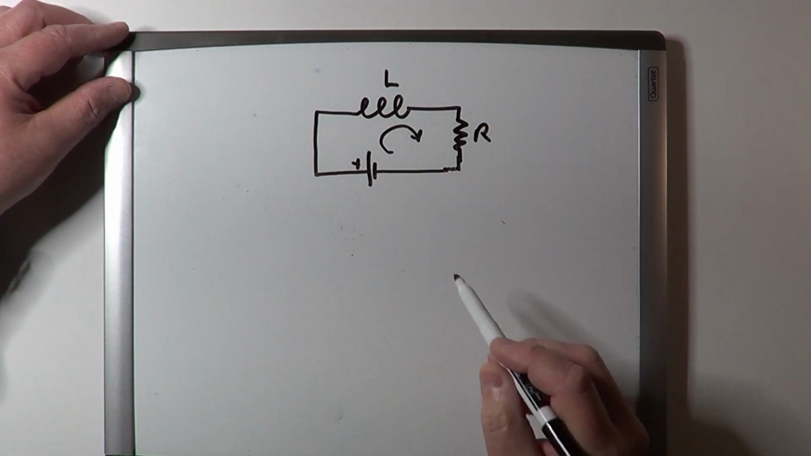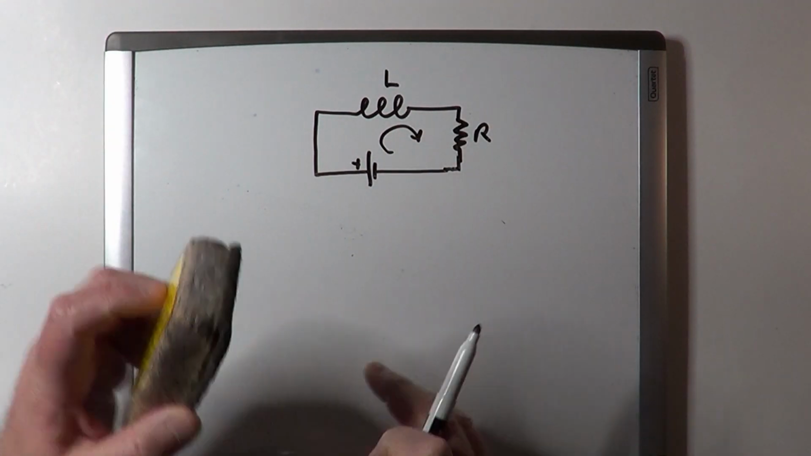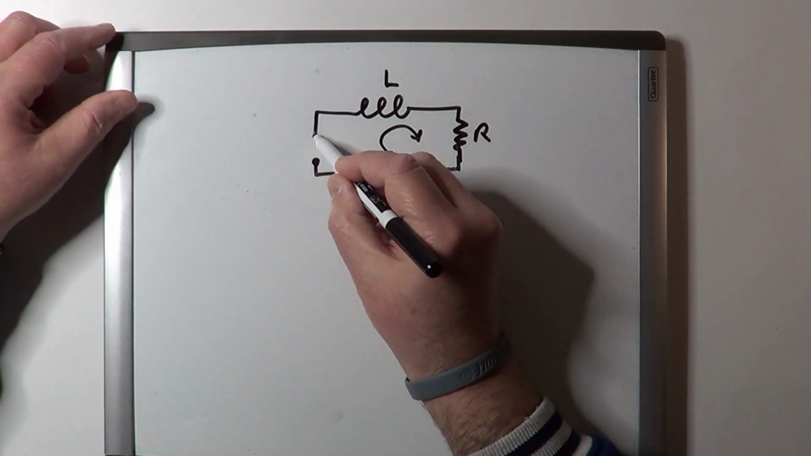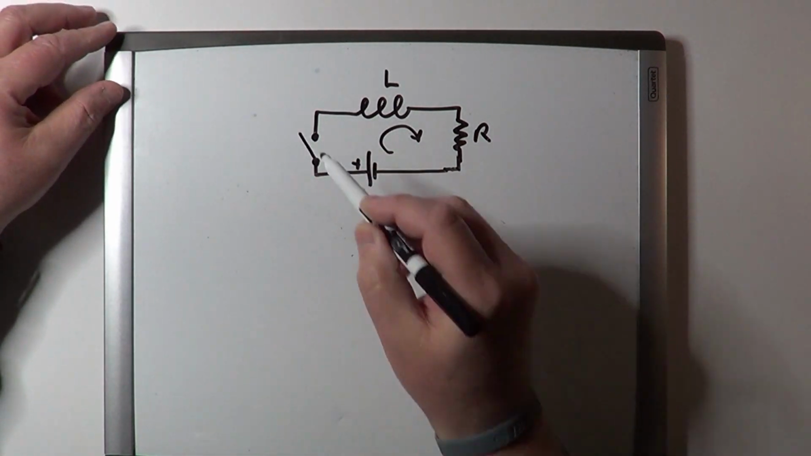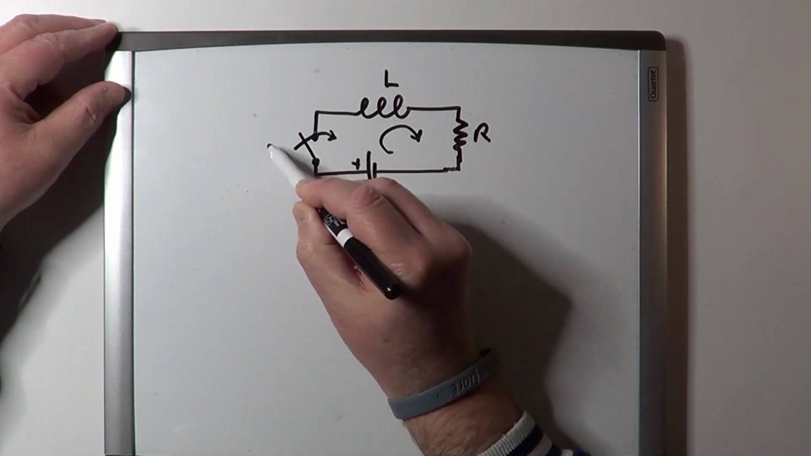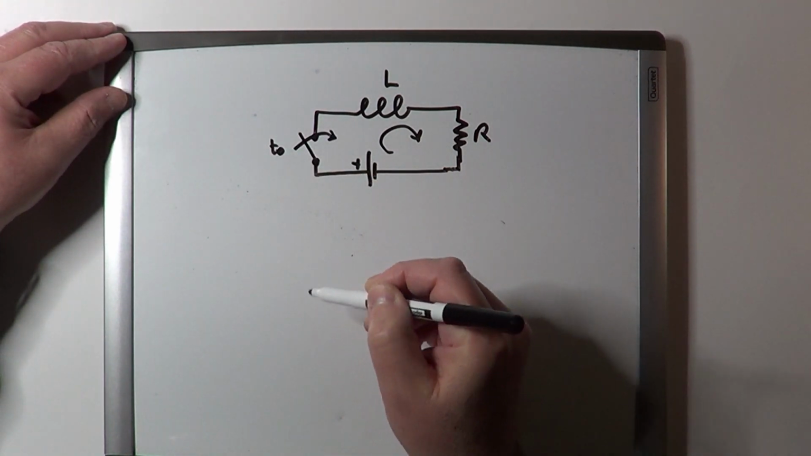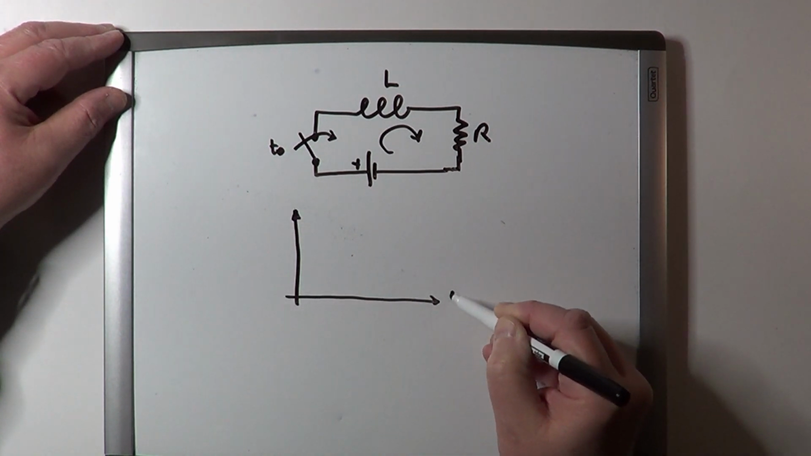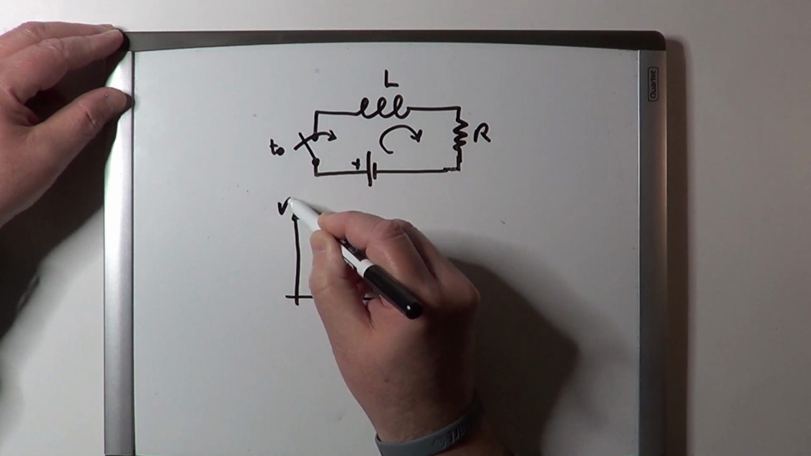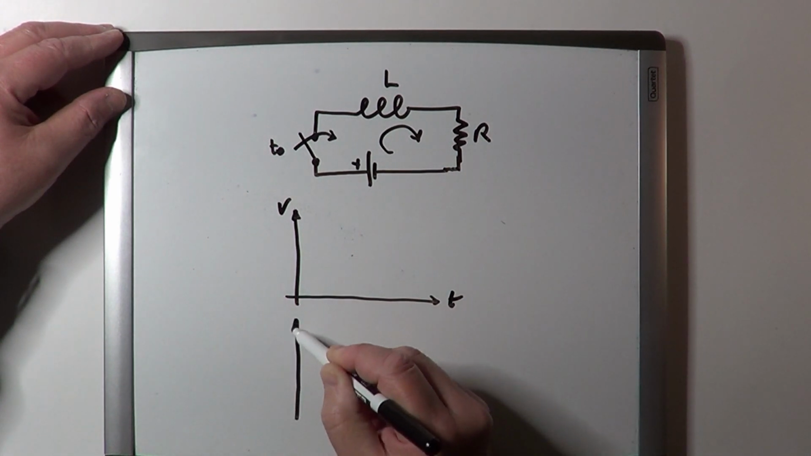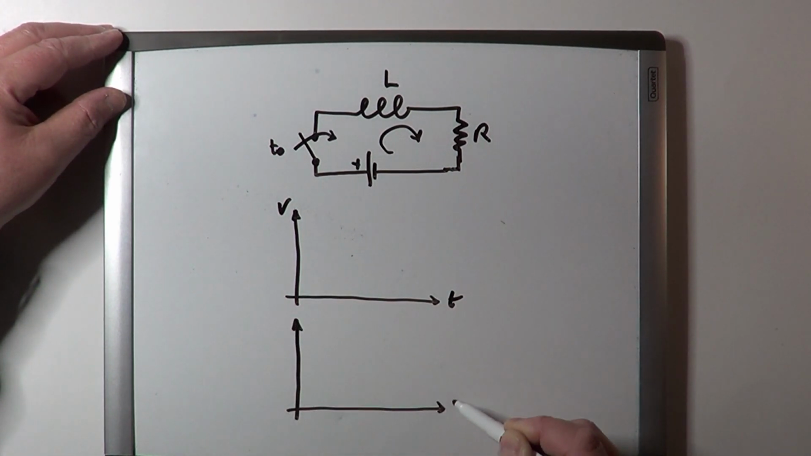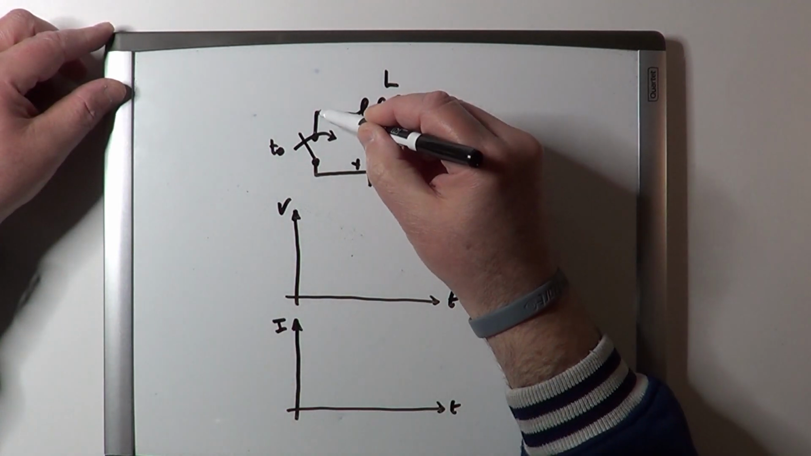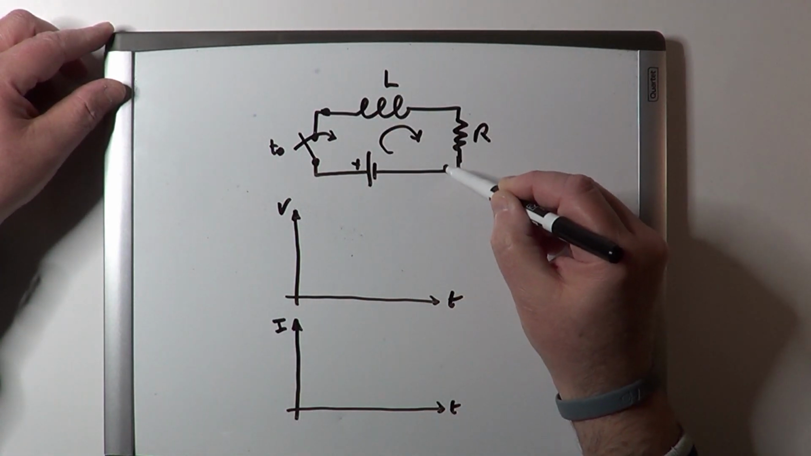Now let's suddenly change the voltage applied to the circuit. To do so we can use a switch like this. So we basically close the switch at the instant t equals t0. Let's see what happened to the system. And let's draw a diagram of the voltage and the current between this point and this point.